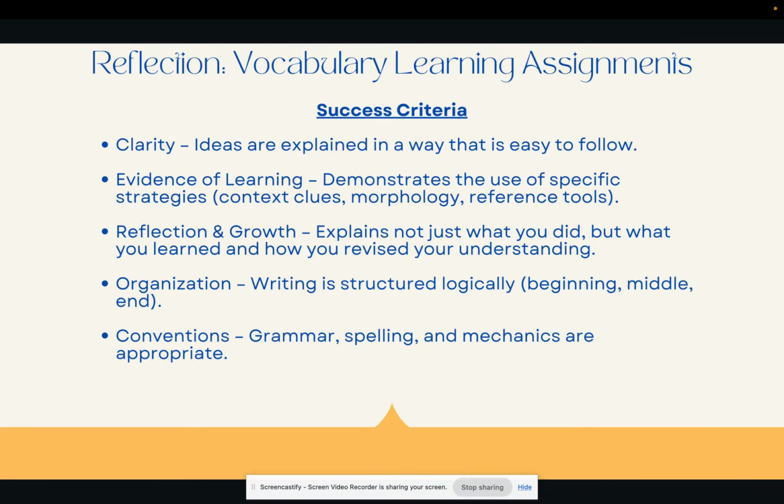Some helpful tips. Use sentence starters if you need them. Make sure you are clear that your ideas are explained in a way that is easy to follow. You should also demonstrate the use of specific strategies, that's context clues, morphology, or reference tools. You should also be able to explain not just what you did, but what you learned and how you revised your understanding. Your writing should be organized. It should be structured logically with a beginning, middle, and end. And finally, conventions. Make sure your grammar, spelling, and mechanics are appropriate.